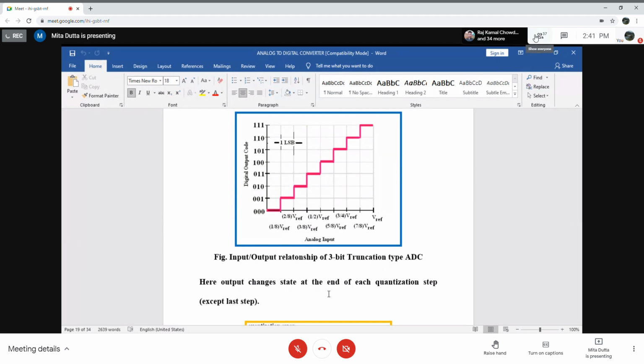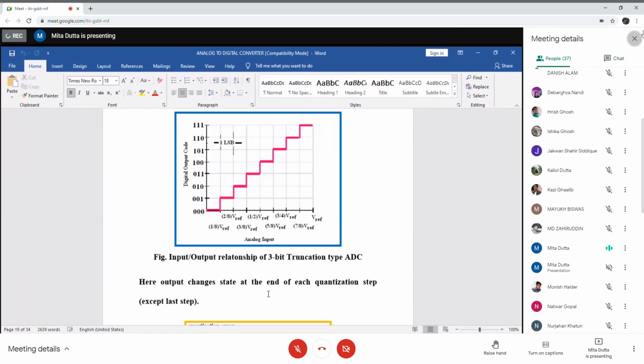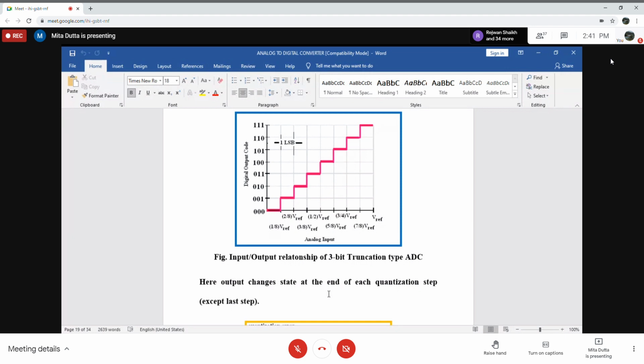Now, in our last class, we have studied three different types of ADCs. First one will be the counter type, next one successive approximation type, and the last one is the dual slope integration type of ADC.